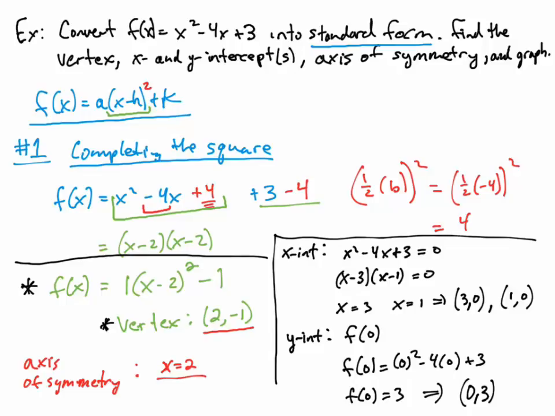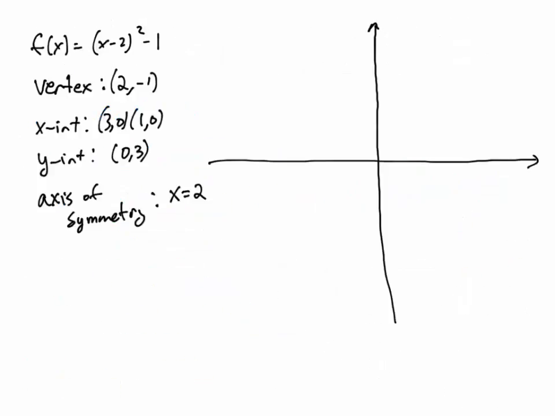At this point, we have a lot of information. We have the y-intercept, we have 2 values for the x-intercept, we have the vertex, and the axis of symmetry. Putting all of this together will allow us to come up with a graph of this function. Alright, so let's start with the vertex.